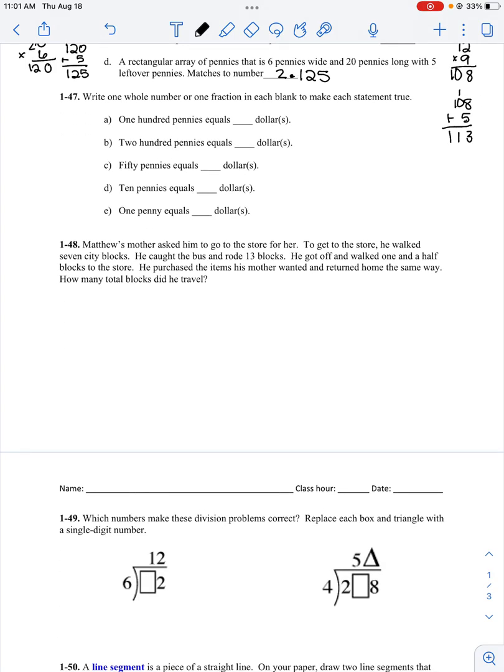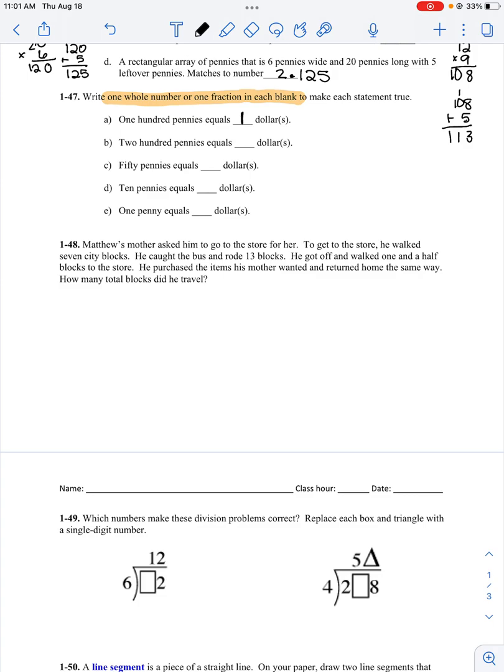Okay, moving on to problem number 47. We are writing one whole number or one fraction in each blank to make each statement true. Okay, so it can be a whole number or a fraction. So 100 pennies equals, how many? What is 100 pennies? It's one whole dollar.